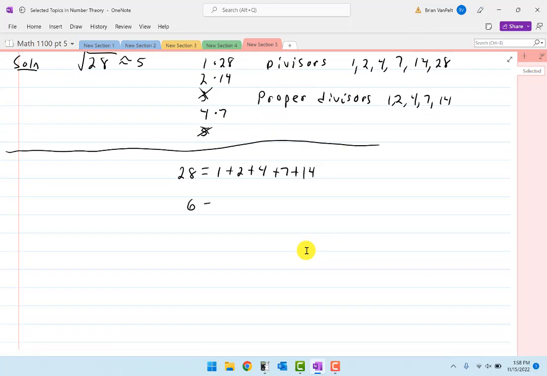Here, 6 equals 1 plus 2 plus 3, and 1, 2, and 3 are the proper divisors of 6. So what we do is 28 and 6 are known as perfect numbers.